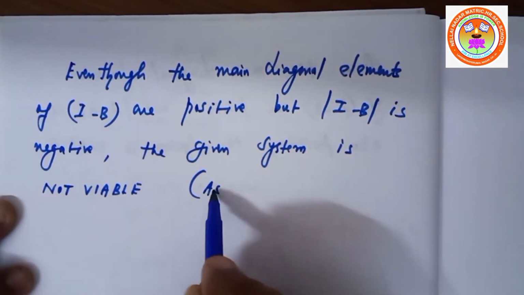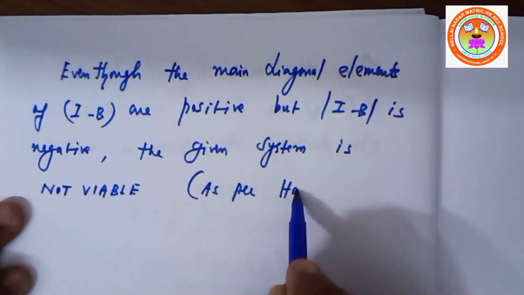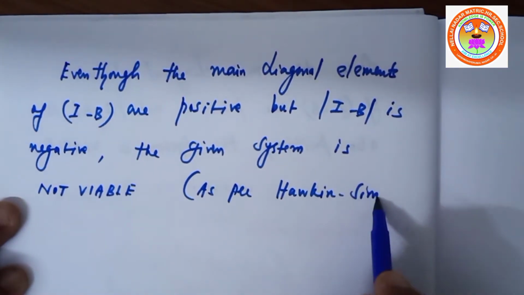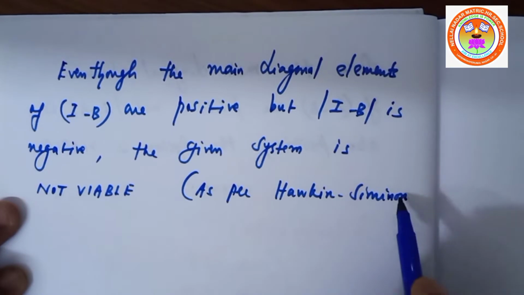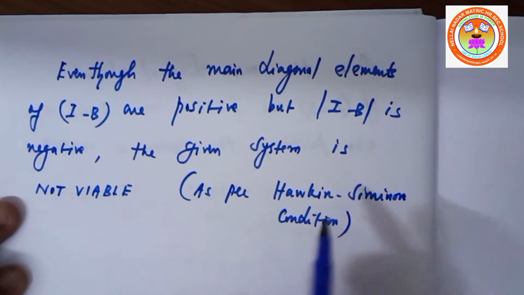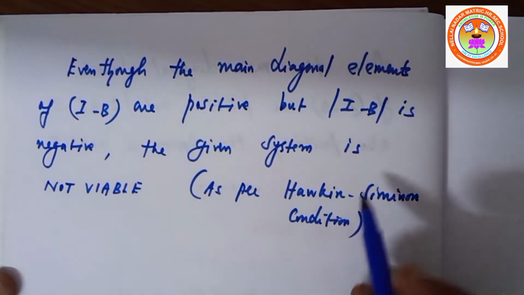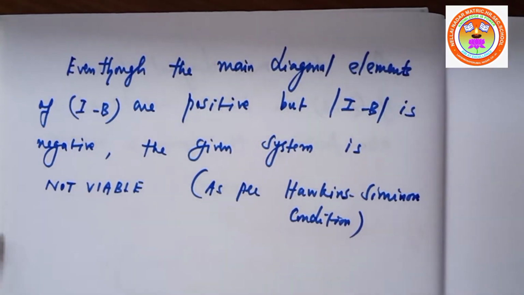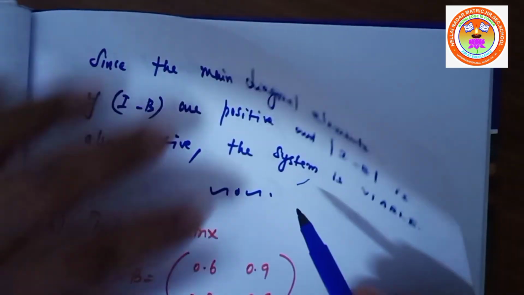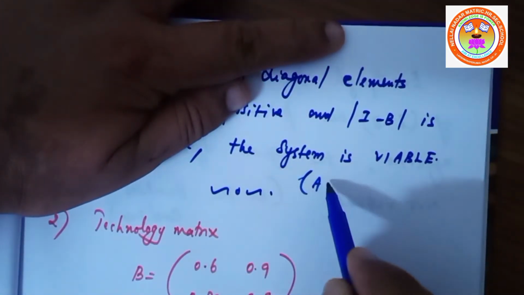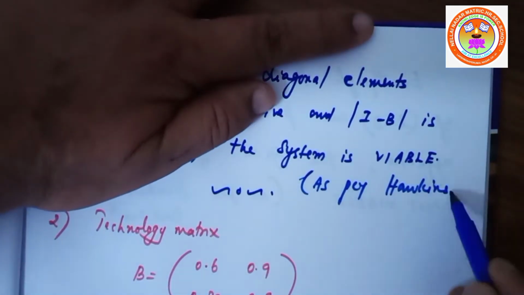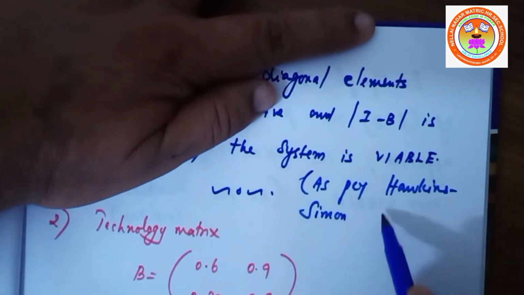As per Hawkins-Simon condition. Even for the previous problem, you write the reason here after writing that viable. As per Hawkins-Simon conditions.